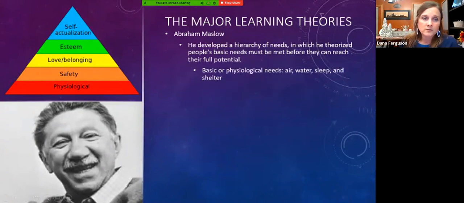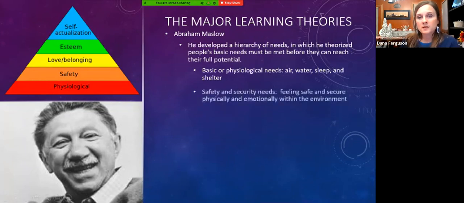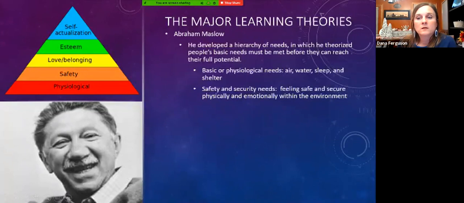So the first one down here, this is physiological. So these are your basic needs, right? Air, water, sleep, shelter. Everyone has to do that. Nobody is going to be at the top of their game if they're sick, if they don't get enough sleep, if they don't have a place to rest that is safe. You're just not. You're never going to get up here if this is not met. The next need is safety and security needs. So feeling safe and secure physically and emotionally within the environment. So first we need just our basic needs, but then everybody needs to feel safe and secure.